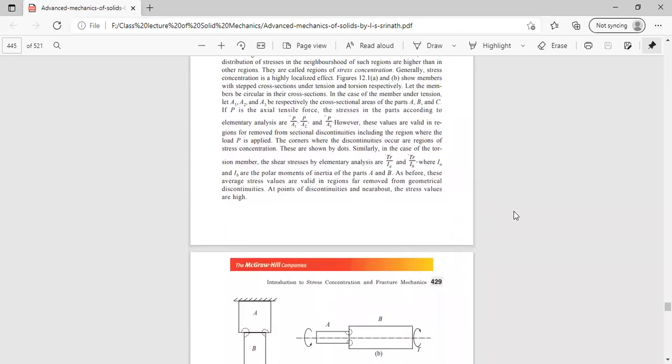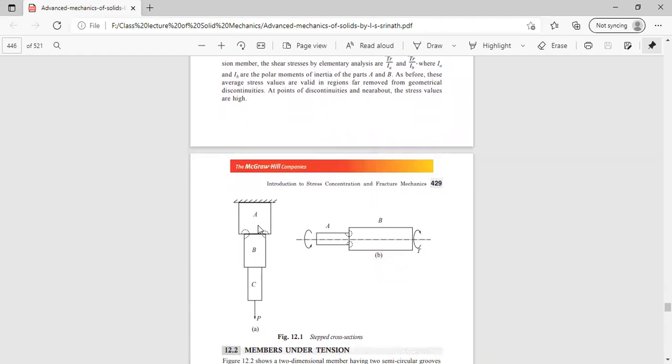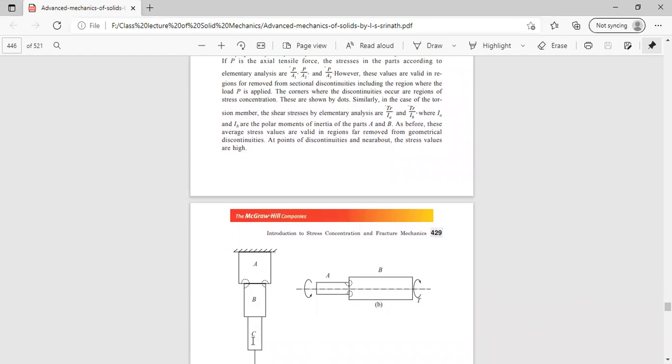That is the general stress condition effect, which we have discussed in our strength of materials subject. But now there is another problem associated with this type of abrupt change in cross-section. That problem is defined as stress concentration. Say if P is the axial tensile force, then the parts shown here will be subjected to stresses P by A1, P by A2, and P by A3, provided A1 is the cross-section area of portion A, A2 is the cross-section of portion B, and A3 is the cross-section area of portion C itself.